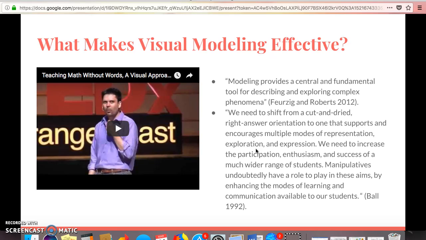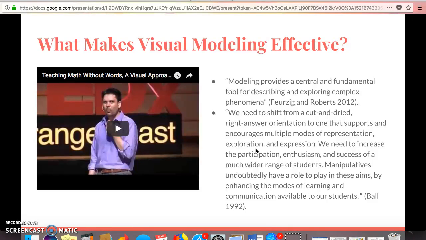So in terms of what makes visual modeling effective and why did I choose this as my goal? Why do I want to use visual modeling and supports and manipulatives? And of course, this is something in special ed we know is effective, and so I wanted to highlight some of those things. Modeling provides a central and fundamental tool for describing and exploring complex phenomena. This quote from Fierzig and Roberts was exactly why I chose this for my goal, because my students were heading into more complex subjects, and the modeling really helped them move into that space and helped me present it in a more effective way.